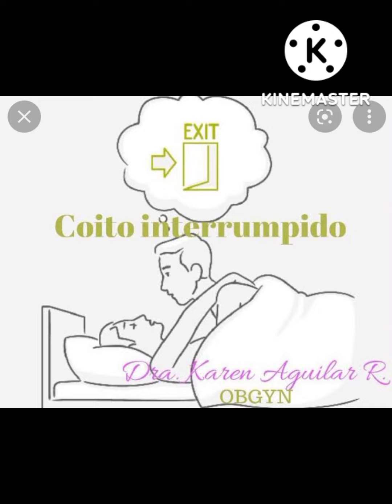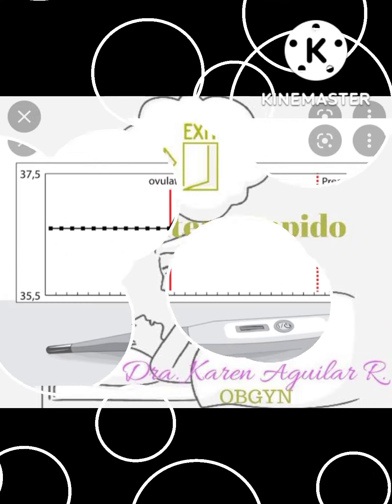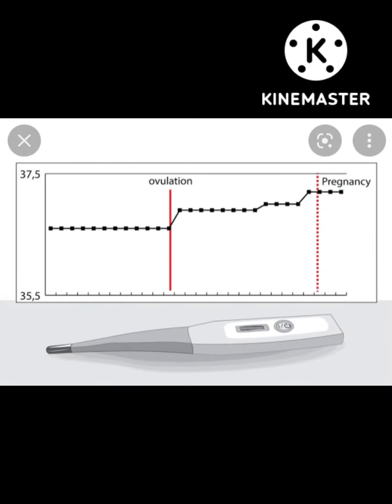Side effects of coitus interruptus. Using the withdrawal method to prevent pregnancy does not pose any direct risk, but it doesn't offer protection from sexually transmitted infections. Some couples feel that the withdrawal method disturbs sexual pleasure.